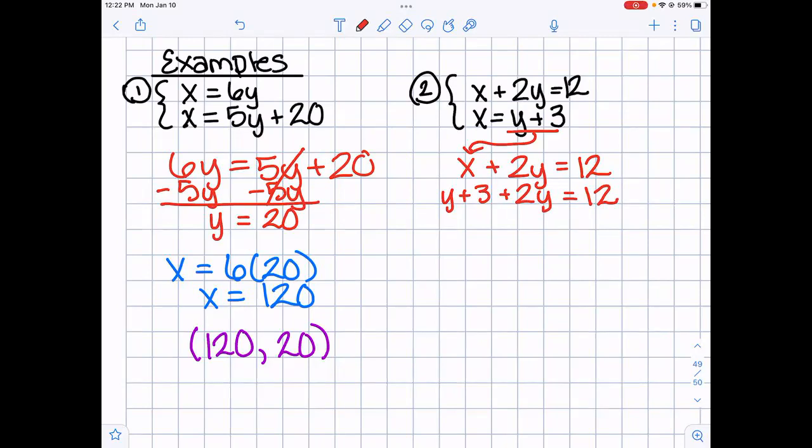Not hearing any objections. Okay, so then what can I do to try and solve this? They're on the same side, right? So we can just add 1y plus 2y would be 3y plus 3 equals 12.